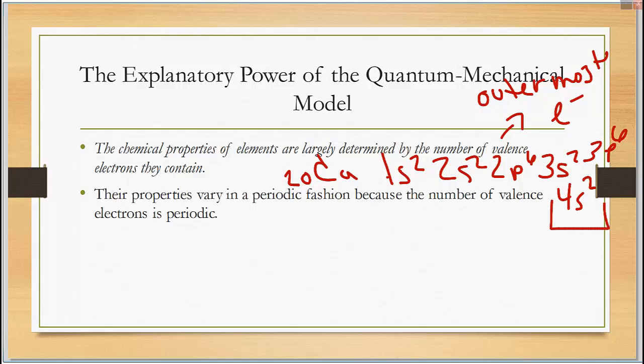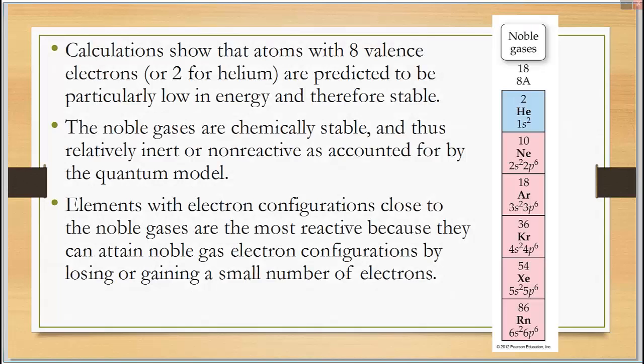4s2 is the outermost because the principal quantum number is the highest, and that's what we're going to be looking for, because those are the outermost electrons. Those are the ones who are actually reacting. All the other ones are called core electrons. Their properties vary in periodic fashion because the number of valence electrons occur in periodic fashion. So calculations show that atoms with 8 valence electrons, or 2 for helium, are predicted to be particularly low in energy and therefore stable.